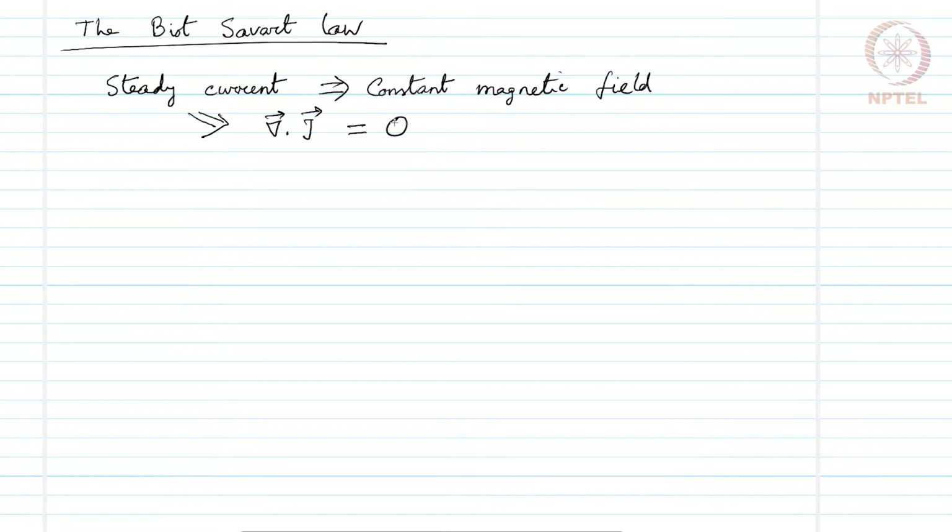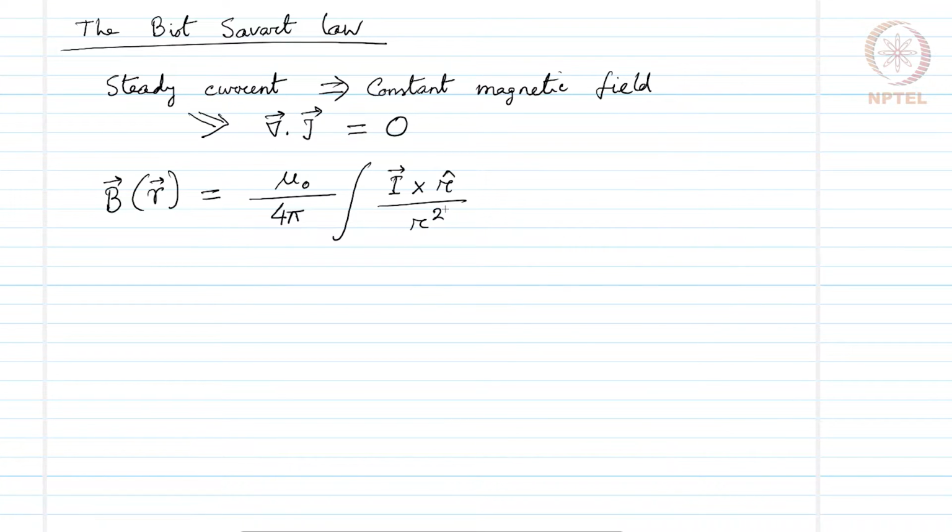In this kind of situation, the magnetic field in its vector form as a function of the position vector can be expressed in terms of the current as mu naught over 4 pi integration of I cross r cap over r squared dl prime. Now, I will have to explain what it means.